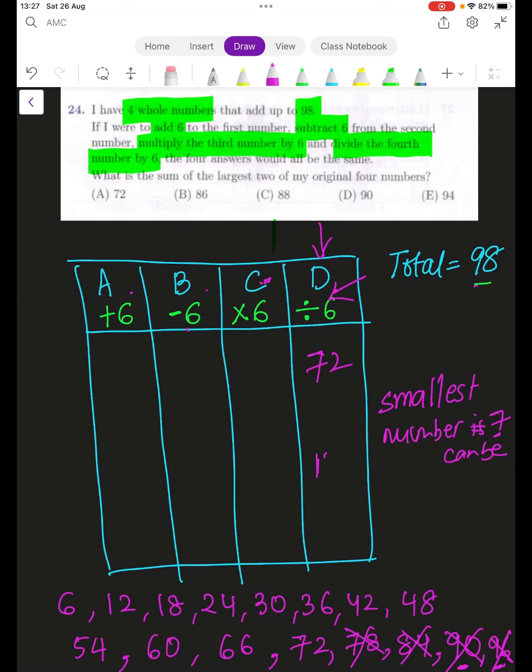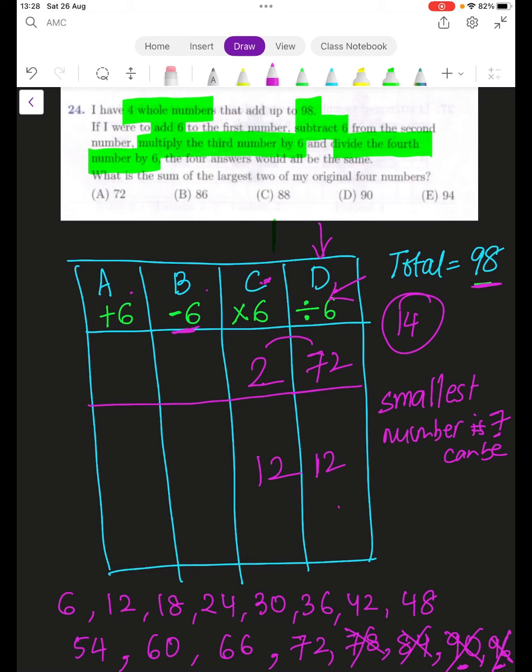72. If I have a 72 divided by 6, it will be 12. Now this is a number that can work. These are the after calculations ones. If I have to get a 12 from this column, that means I should start with a 2. Only then I can have a 12 here. And now looking at these, I already have a 74 here. That means to make a total of 98, I have only 14 left.